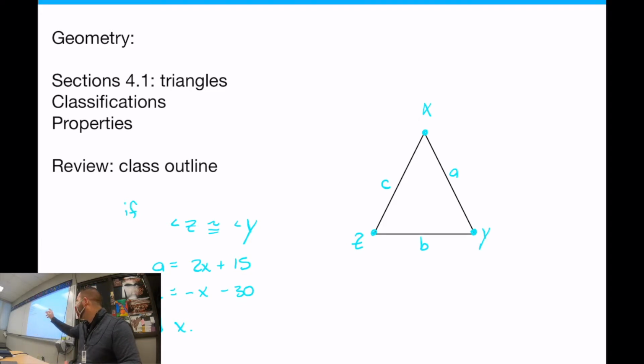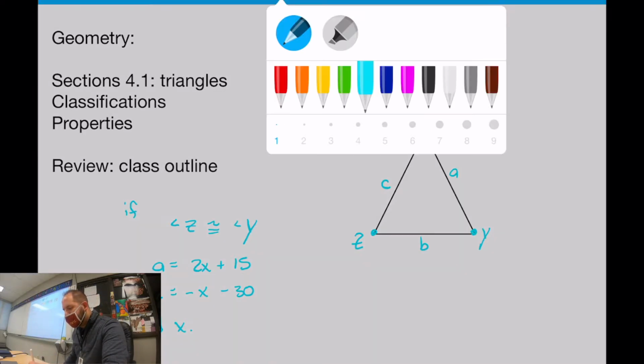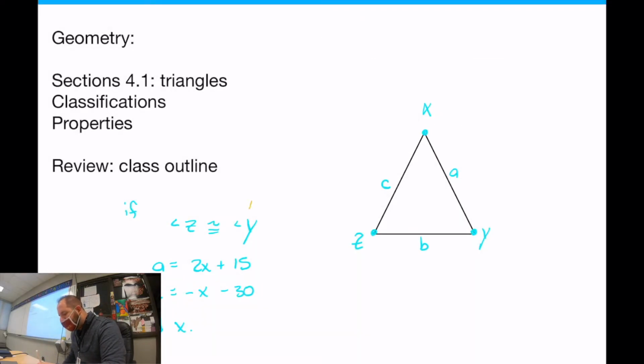So in this one, they're telling me that angle Z and angle Y are congruent to each other. So I'm going to put a little marker on that picture. Z is this angle, and Y is this angle. Okay, they're telling me those two angles are equal to each other. So now, if you know that the two angles are equal, what can you tell me about this triangle? That's something we did yesterday. What type of triangle is it if two angles are the same?